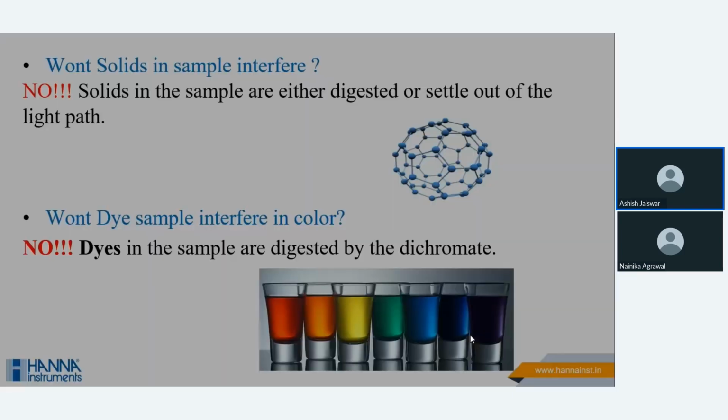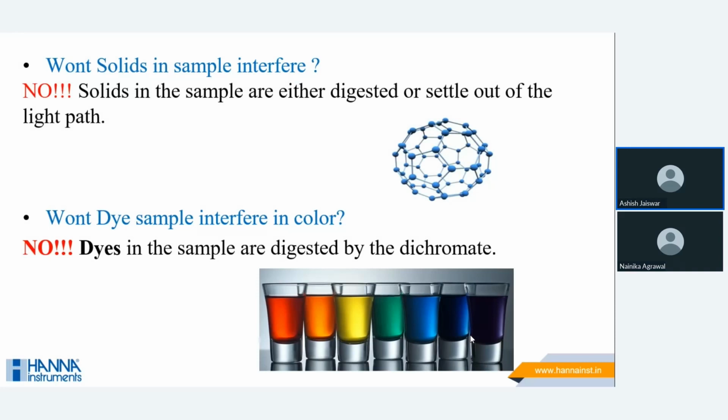Next slide is solids in sample interference. Solids in the samples are either digested or settled, and they are digested by the dichromate. Second is dye samples interference in color. A dye sample is digested by dichromate only, so there is no color problem in that.